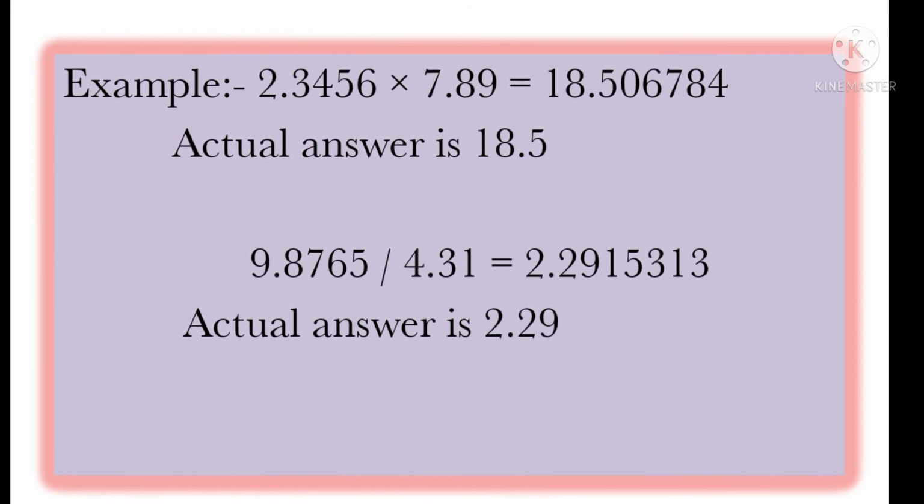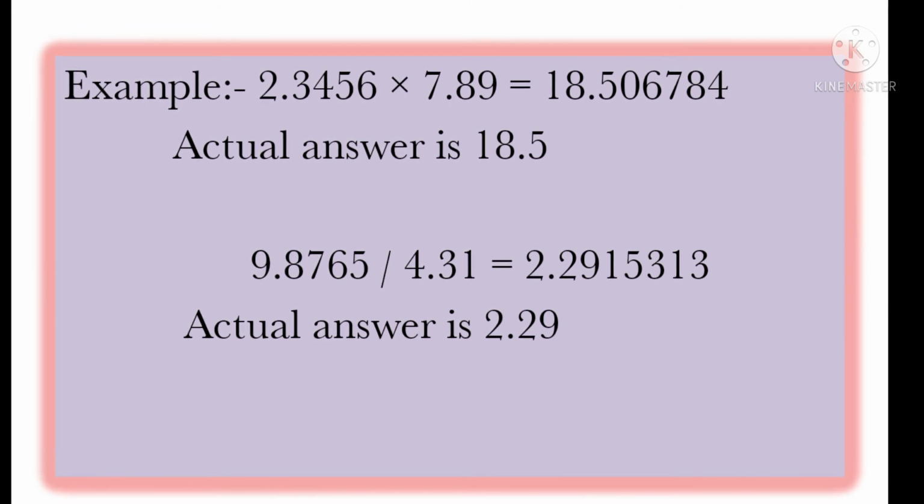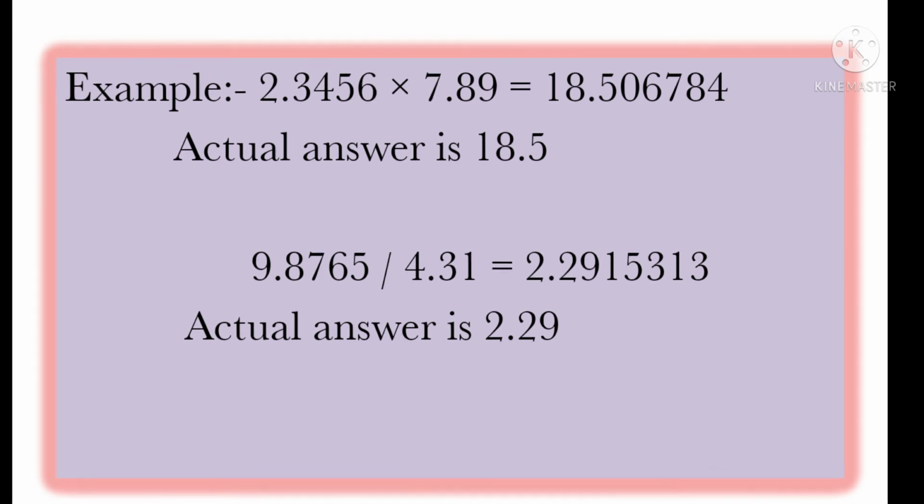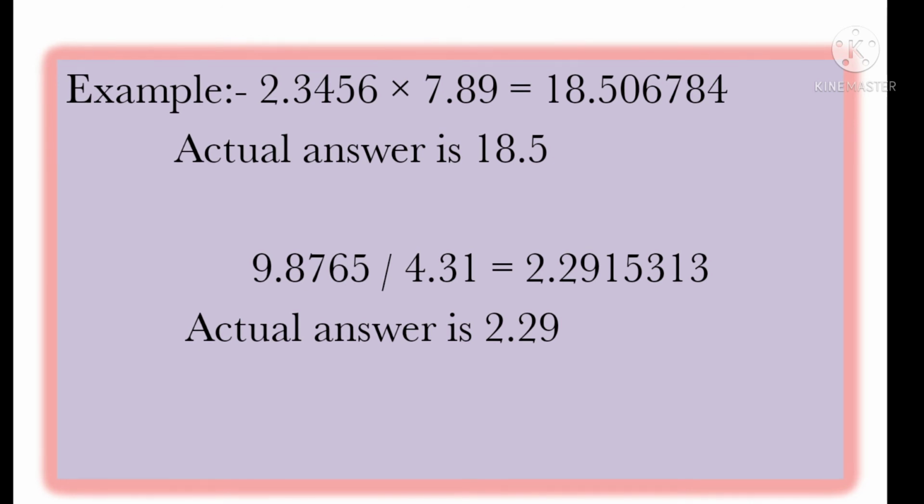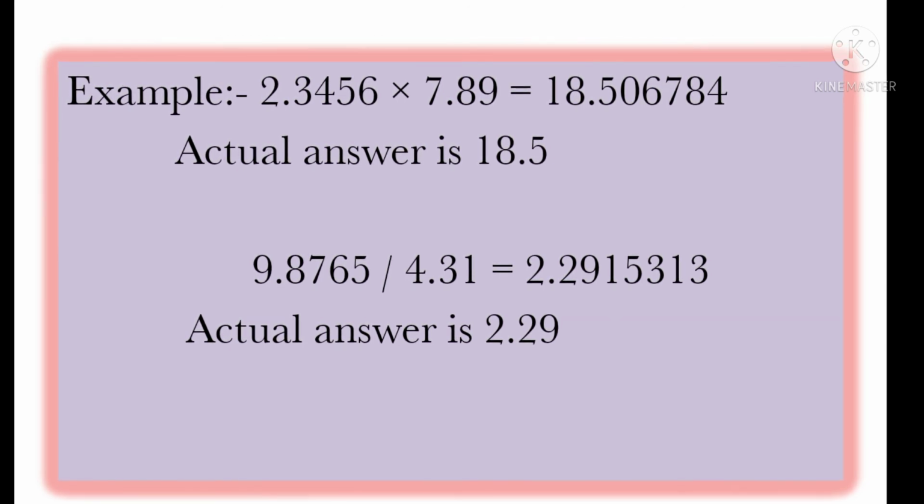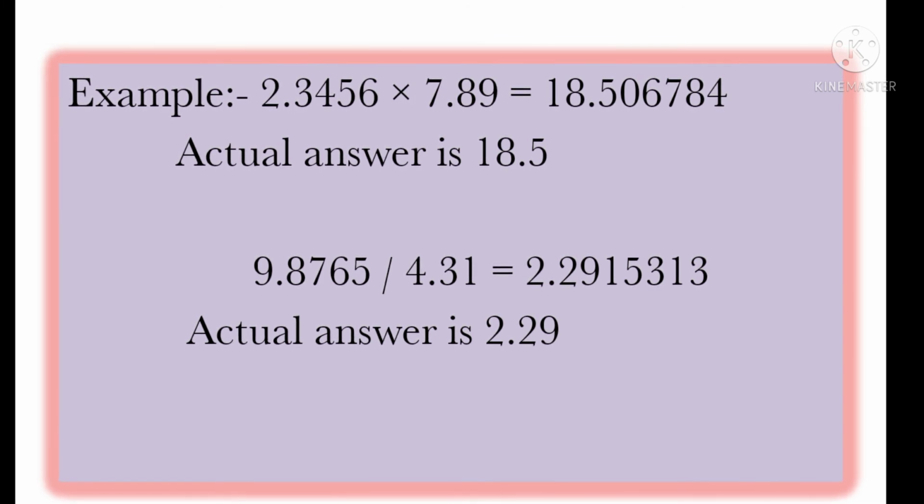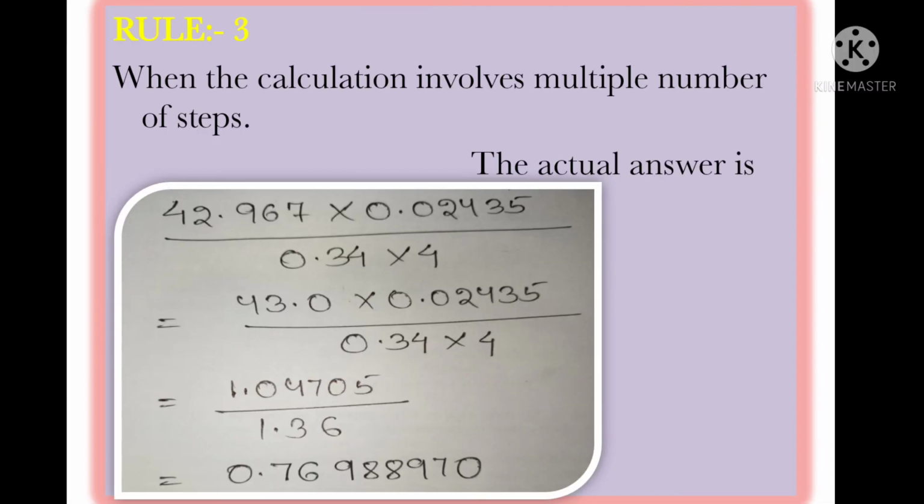Then come to the division. Here also the same rule will be applied for division. Here the question is 9.8765 divided by 4.31, which has 3 significant figures. Answer is 2.2915313. The answer will be rounded up as 2.29.